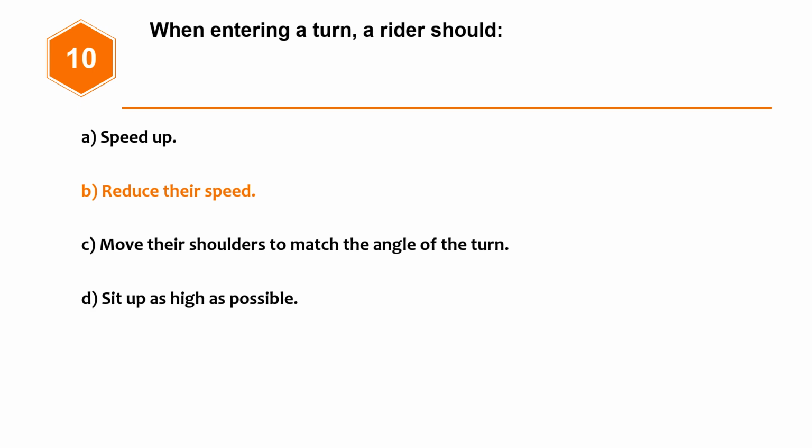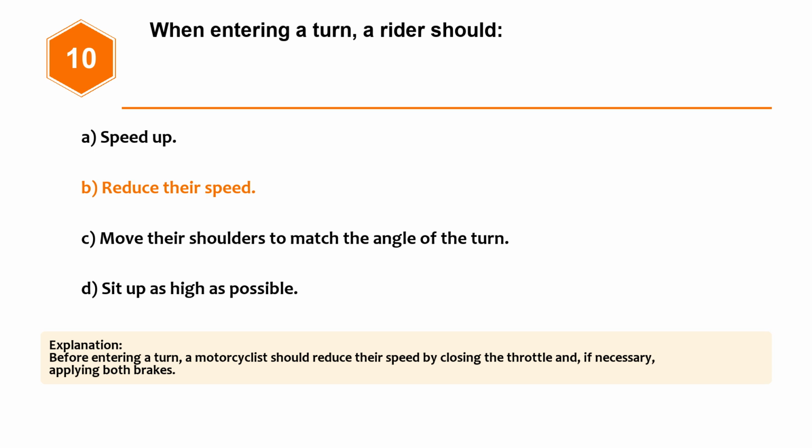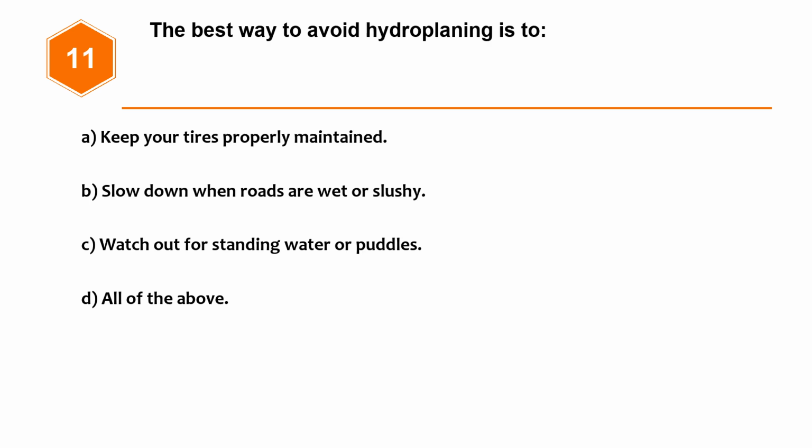The correct answer is option B, reduce their speed. Explanation. Before entering a turn, a motorcyclist should reduce their speed by closing the throttle and, if necessary, applying both brakes. Question 11. The best way to avoid hydroplaning is to: option A, keep your tires properly maintained.